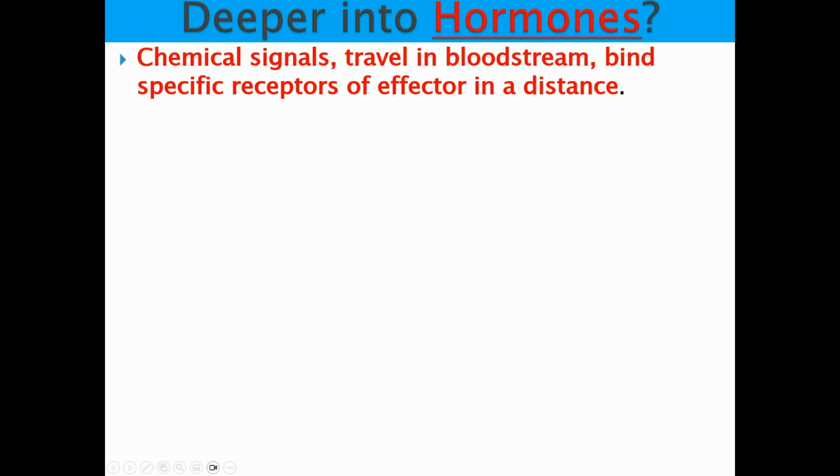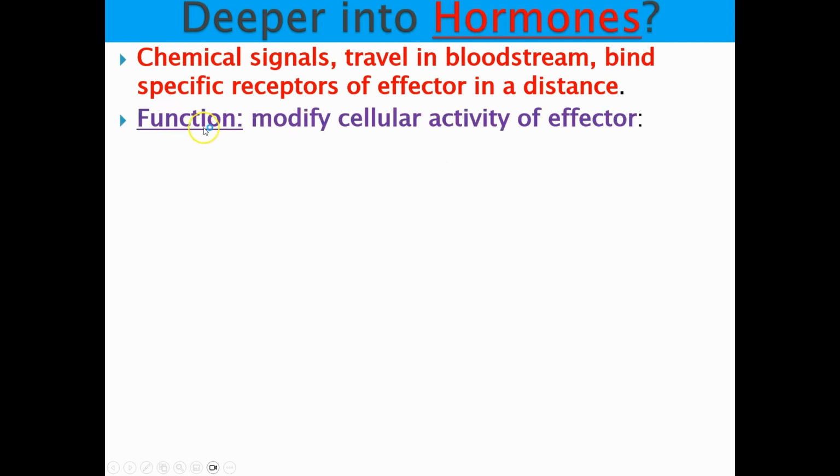All right, but you need to get to the point that something like this makes a ton of sense and isn't too hard to understand here. Now, what is the function of the hormone? Well, functions of hormones are to modify cellular activity of the effector that they bind. So that's how hormones work. They bind to a receptor, and that's going to lead to some sort of change, often a chemical change that usually increases or in some cases decreases the activity of that effector.